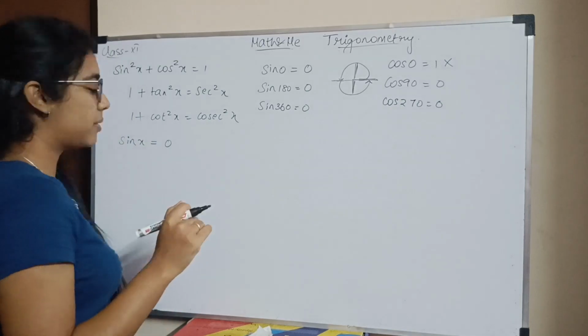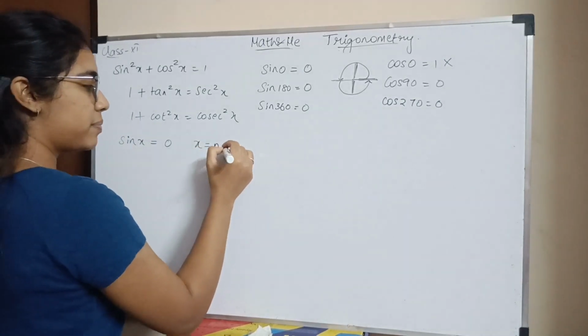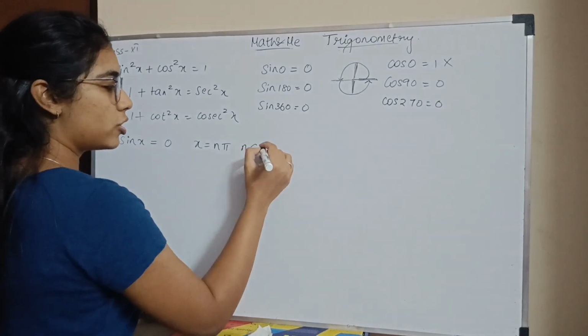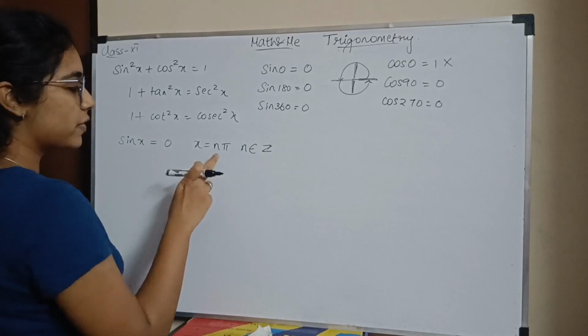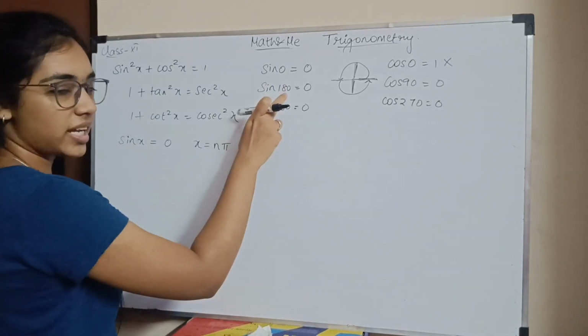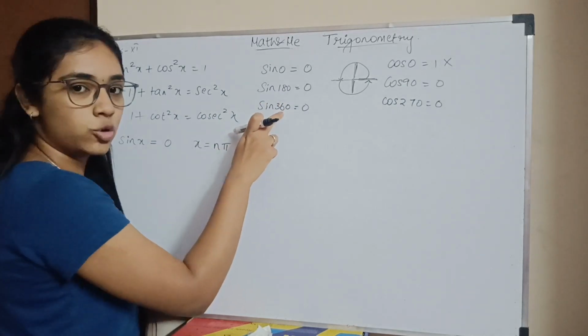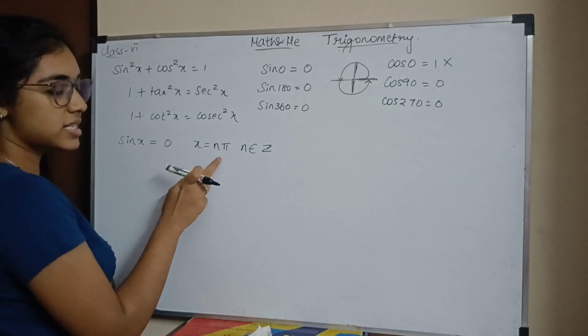Now, how can we write this in a generalized form? I have sin x equal to 0. So x will be n pi where n belongs to the integers. How do we represent integers? We represent them as Z. So when n equals 0, I have sin 0. When n equals 1, I have sin pi. When n equals 2, I have sin 2 pi. So this is the general way of representing where sin x is 0, when x is equal to n pi.